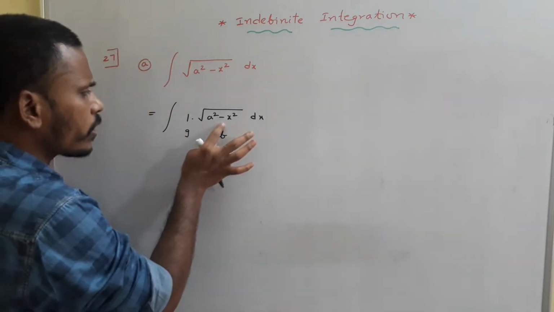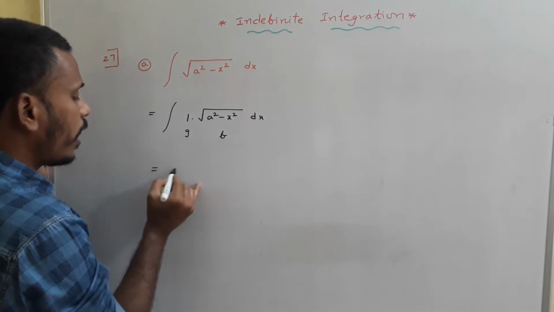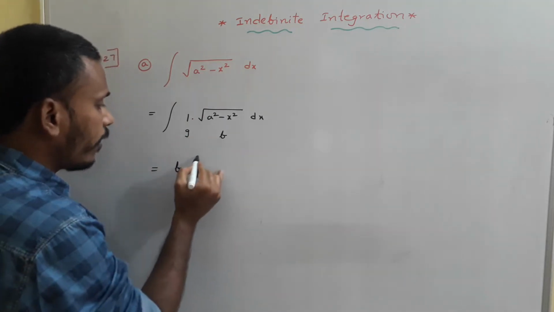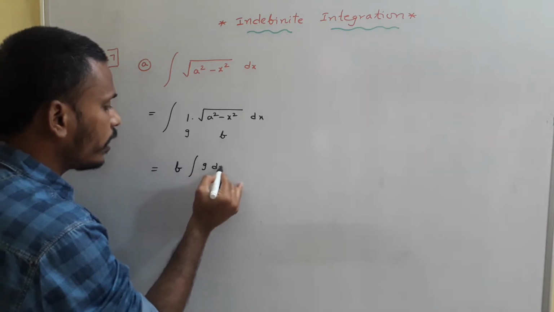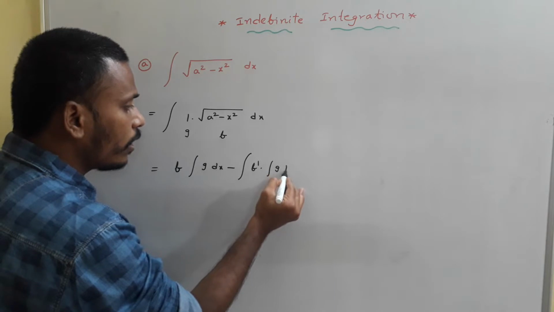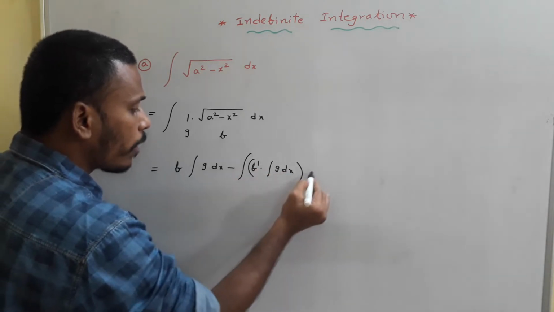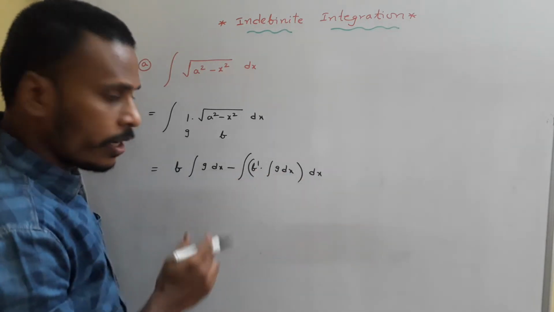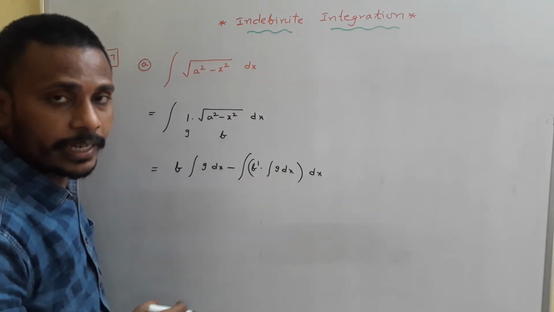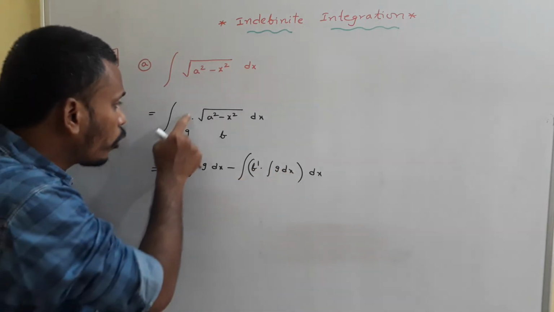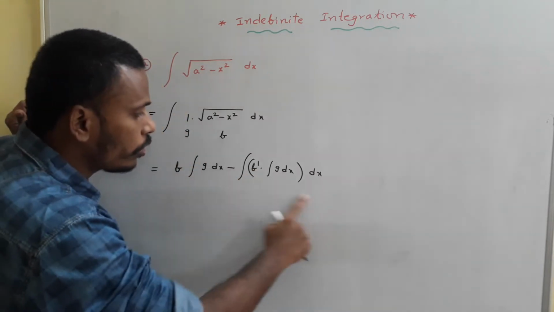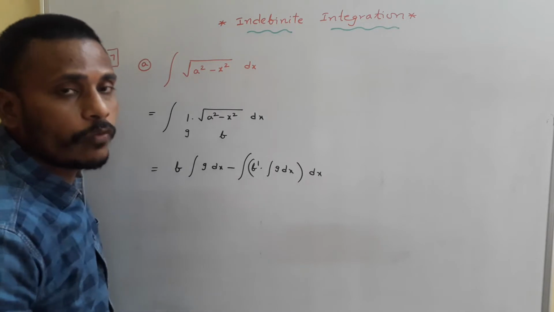Anyway, this is the first function f, this is the second function g, and the integral of the product f into g is f into the integral of g dx minus the integral of f dash into the integral of g dx, and this total part dx. This is the formula for the integral of the product of two functions. If we took 1 as the first function, this f dash will become 0, so this term will become 0, then there is no way to solve.